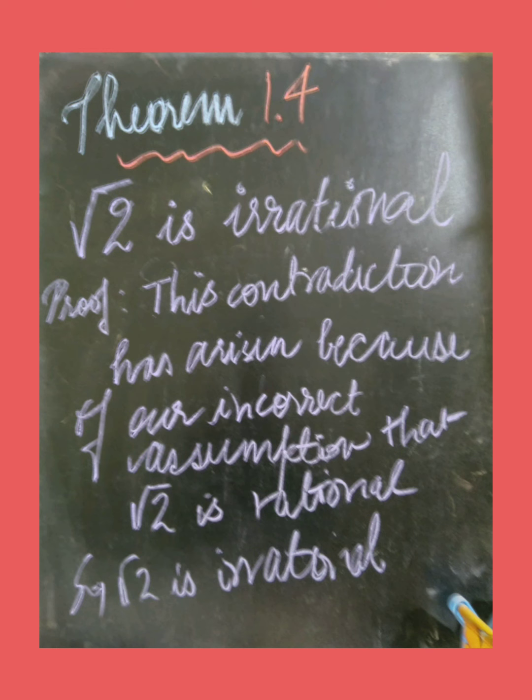So in the start you have to write, let us assume to the contrary that root 2 is rational. But by this contradiction, our assumption goes wrong. So in the last you have to write, this contradiction has arisen because of our incorrect assumption that root 2 is rational. So root 2 is irrational. What does it mean? If root 2 is not rational, that is irrational, and we are complete.